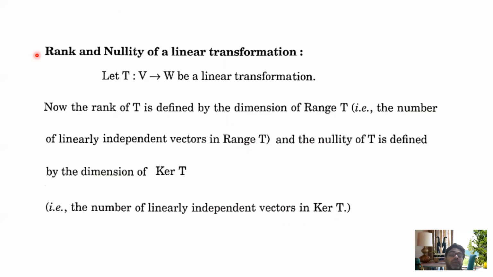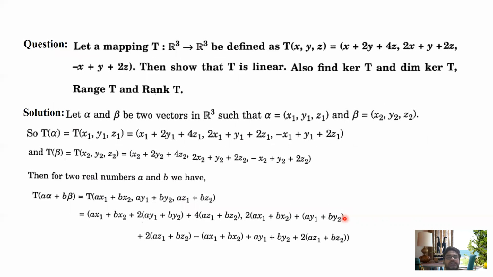I repeat once again. Rank and nullity of a linear transformation: let T: V→W be a linear transformation. Now the rank of T is defined by the dimension of range T, that is the number of linearly independent vectors in range T. So this number is called rank of T, and the nullity of T is defined as the dimension of ker T, that is the number of linearly independent vectors in ker T. Now try to understand, very simple.